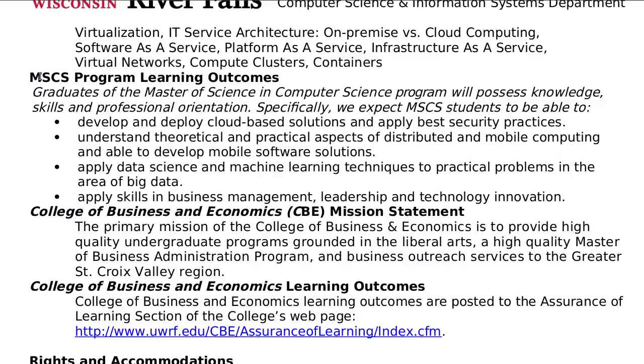I'll skip this part about the learning outcomes, but the main thing is you want to be able to develop and deploy cloud-based solutions and look at some of the aspects of distributed mobile computing. The stuff that you learn in this course is important for distributed mobile computing.